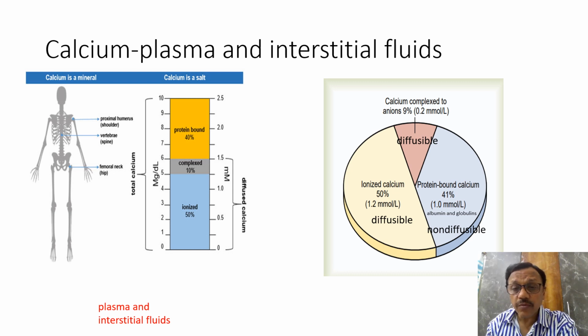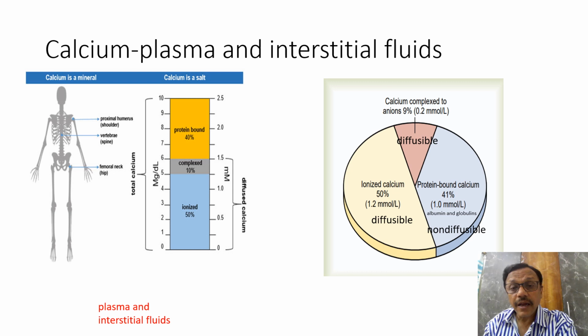Which type of protein is it bound to? It combines with albumin and globulin, and this is the 40% which is non-diffusible. Non-diffusible means this protein-bound calcium cannot come out of the capillary to produce the physiological effect.